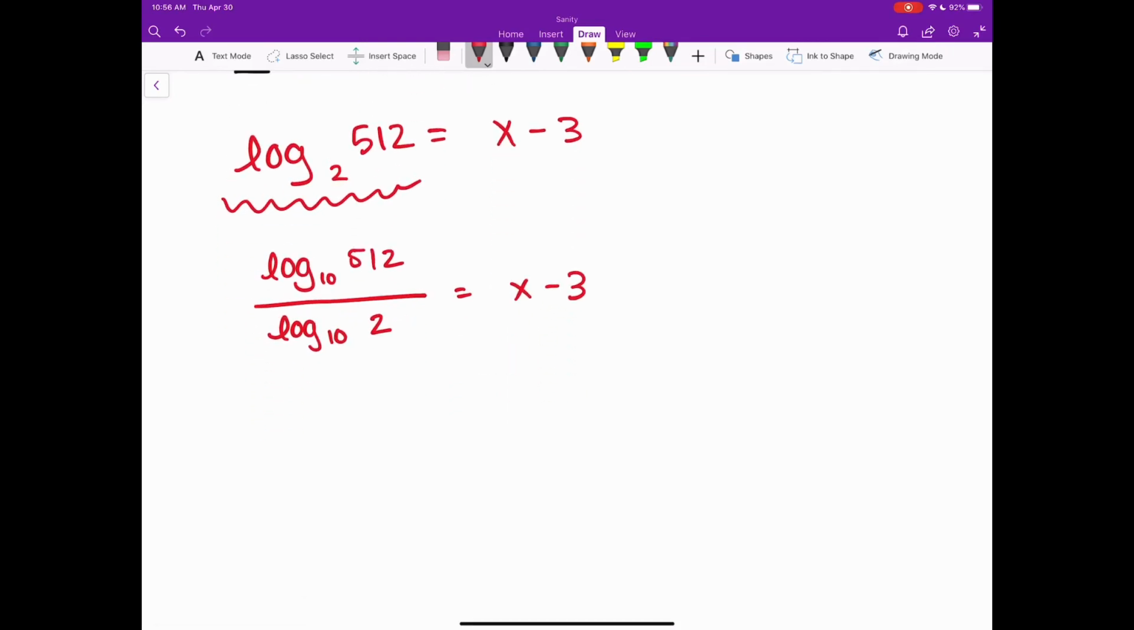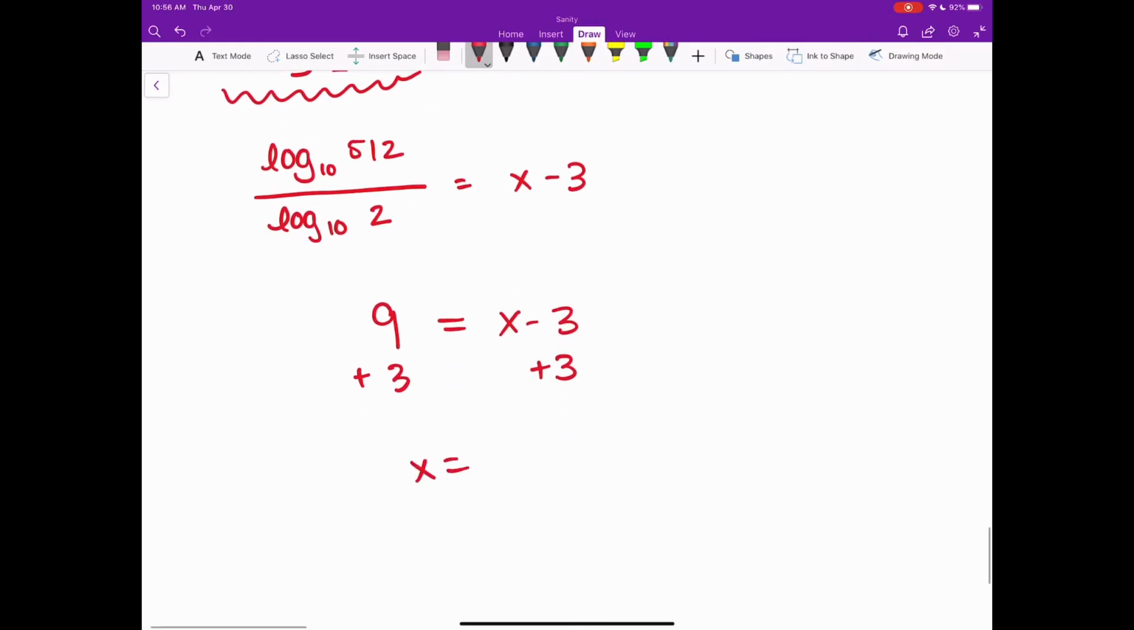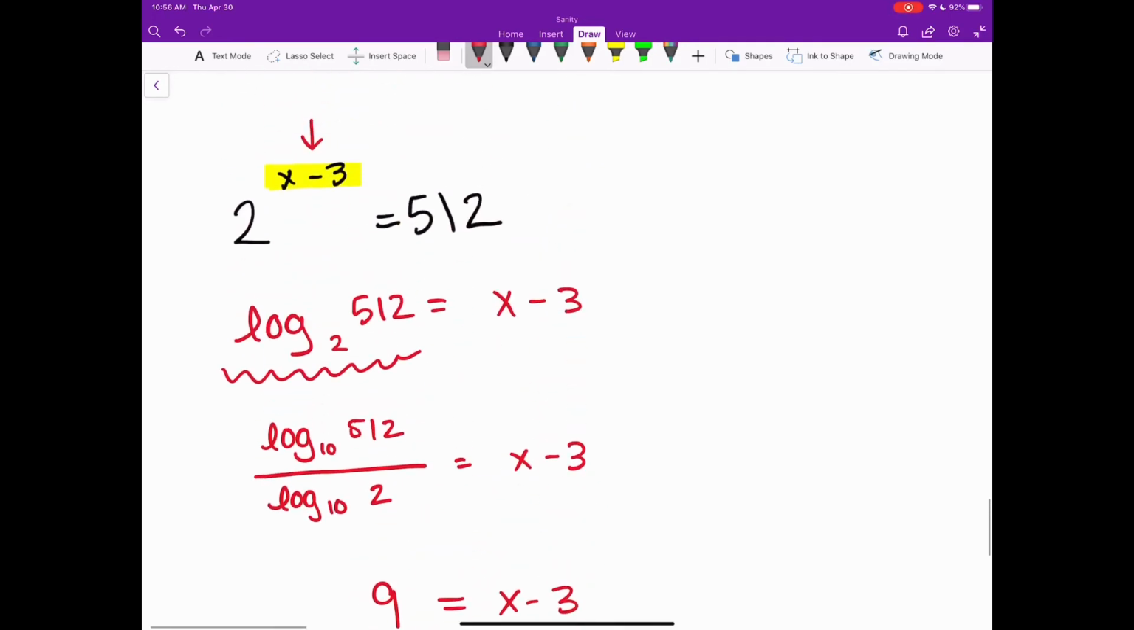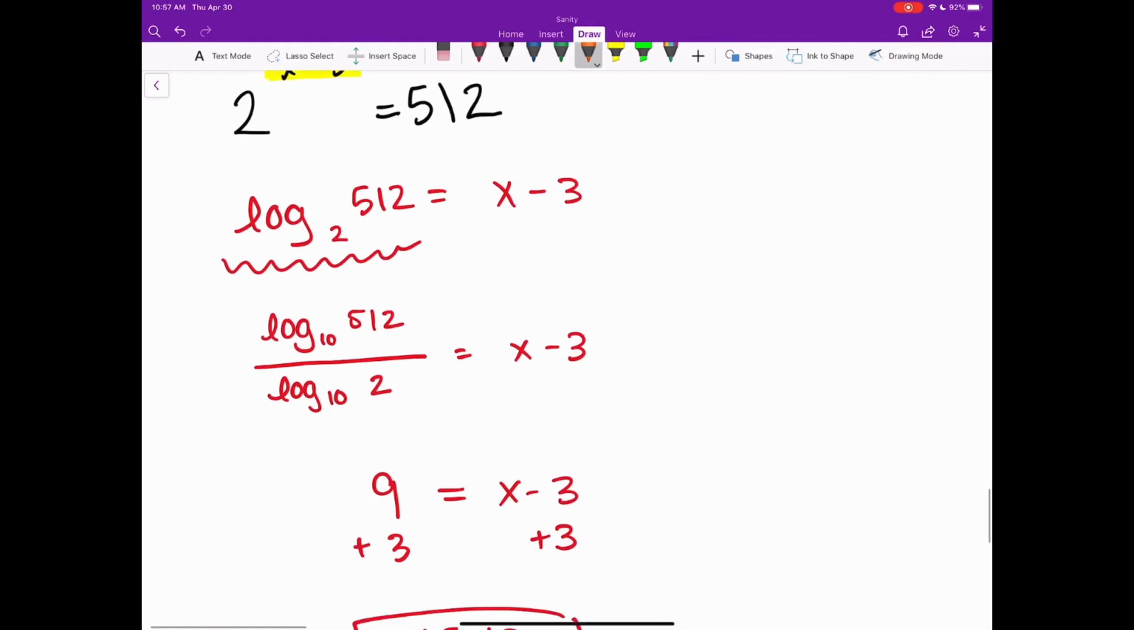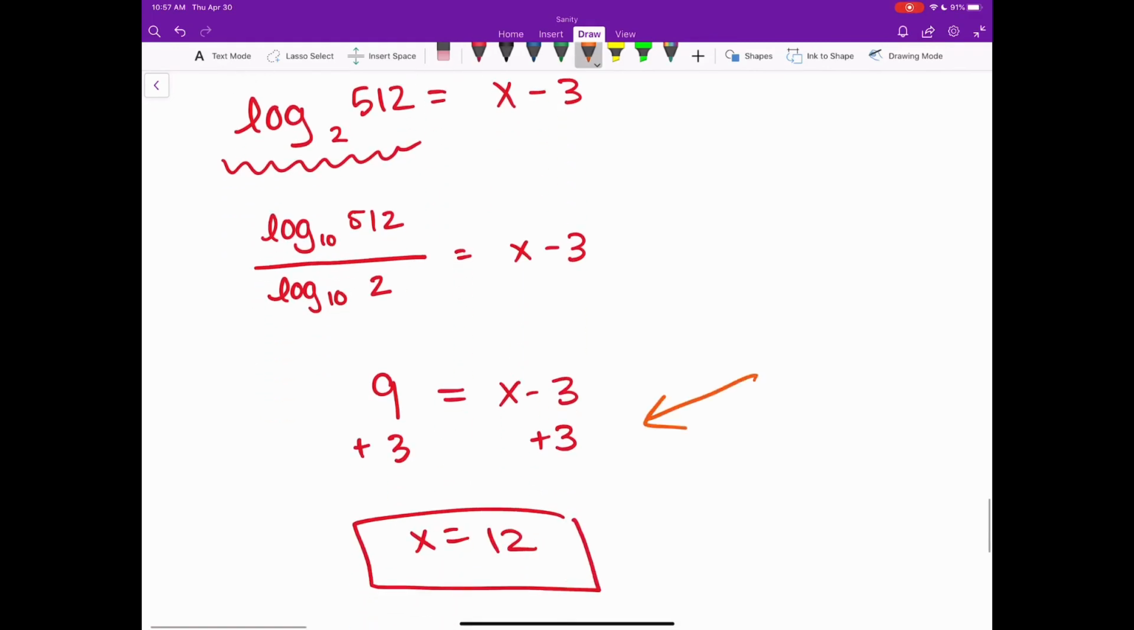You plug that into your calculator, this left-hand side, and you're going to get 9. So I need to raise 2 to the 9th power to get 512. So 9 equals x minus 3. And then to just solve, this is the last step where we just add 3 to both sides. Okay? And then I'm going to get that x equals 12. All right. So the difference between that one, again, was there was a little bit more in our exponent, which means we just needed to take that extra step here and finish solving for x.